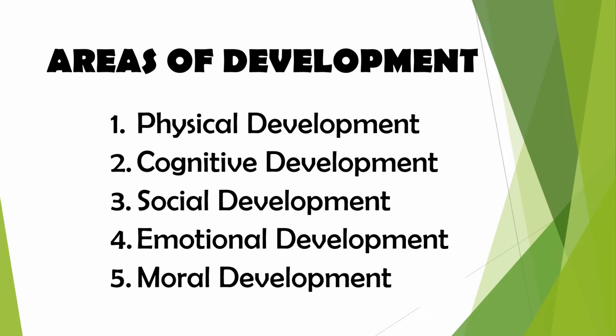Next is the cognitive development. When we say cognitive development, it is the ability of the brain or mind to take in and process information. Example, a child recognizing their name or recognizing a parent, recognizing that when they shake a rattle, it will make a noise. So that is cognitive development.